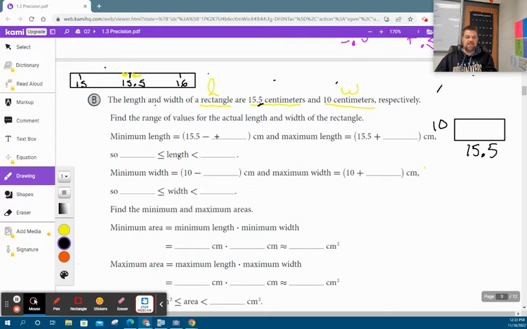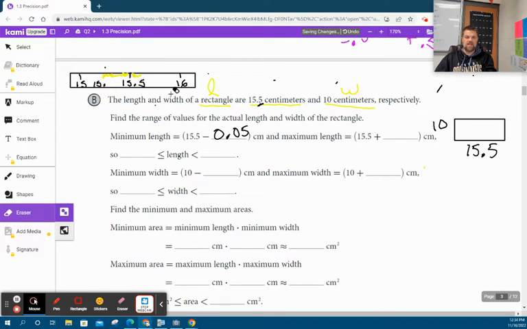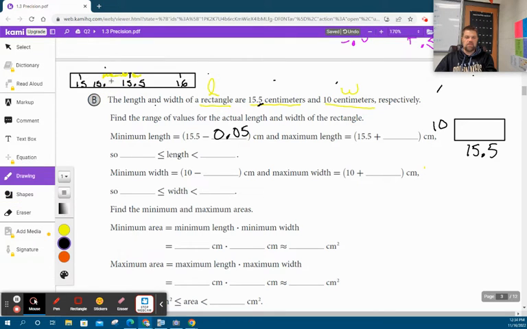So for my minimum length, the error factor is I'm going to subtract 0.05. So I'm going to take half of this. What that's saying is at the minimum, my measurement might be way over here, and think of this as me zooming really, really far in. So this would be 15.45, I think, right? We'll do the math on that in a second.